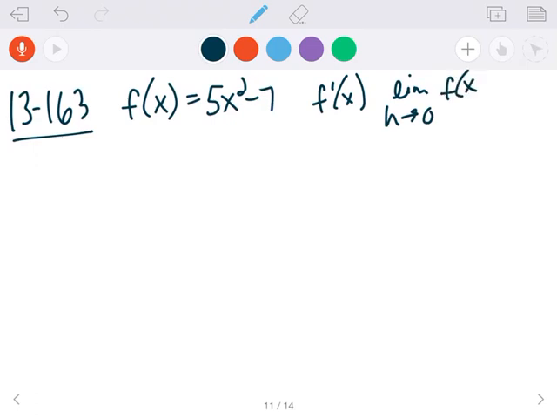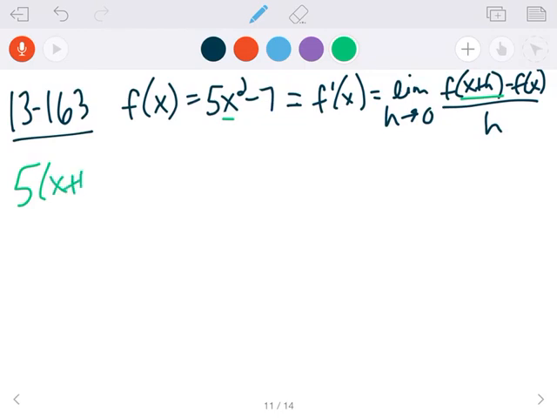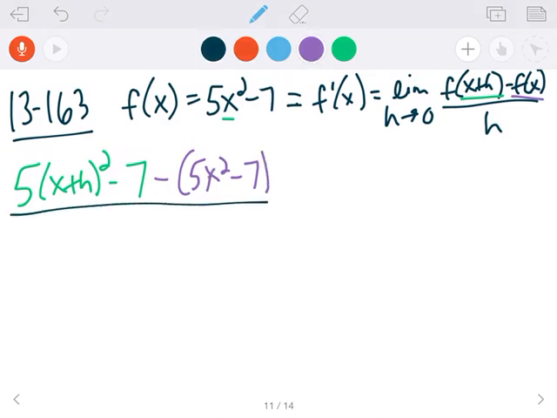f of x plus h minus f of x all over h. Okay, so to do that, let's start with this first expression. We're going to plug x plus h in place of our x, so we're going to have 5 times x plus h, the quantity squared, minus 7. And then we're going to subtract f of x, which is just the function, 5x squared minus 7. And then we're going to divide the whole thing by h. And so we'll wait to talk about the limit until we get this expression simplified.